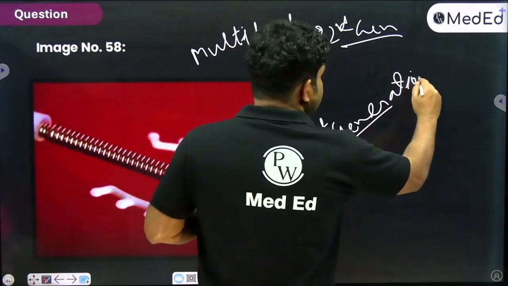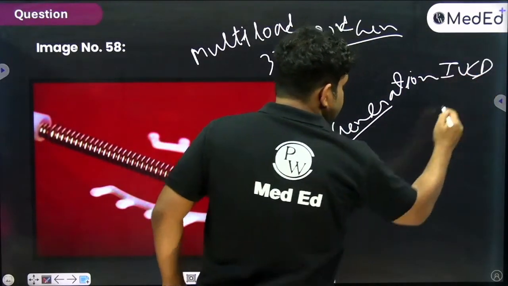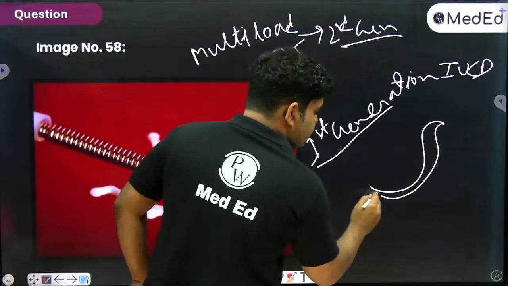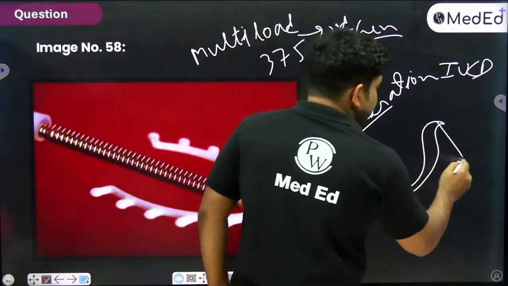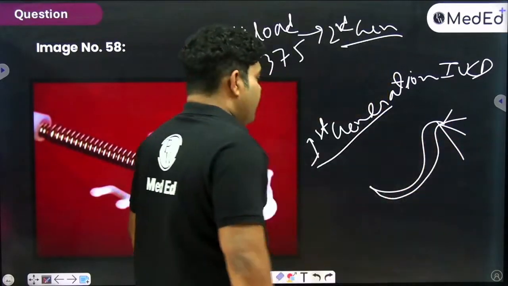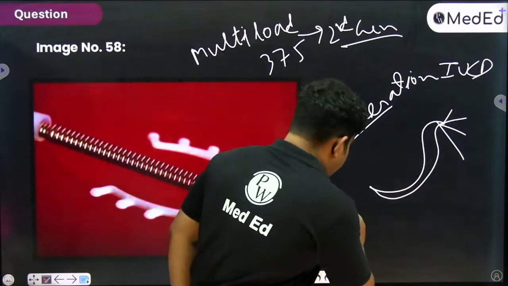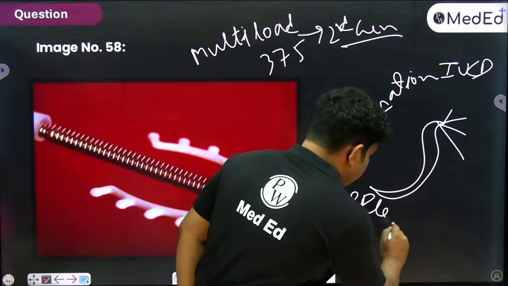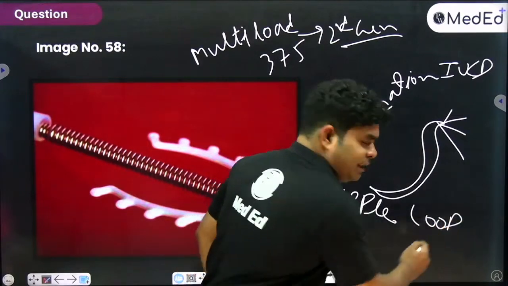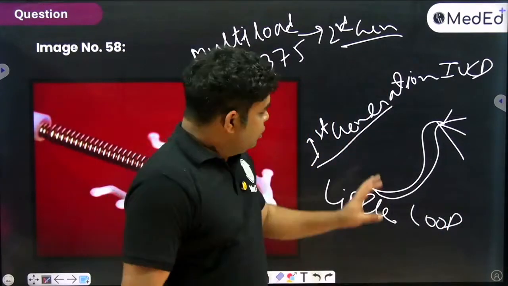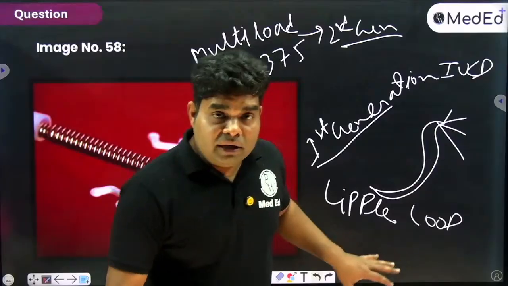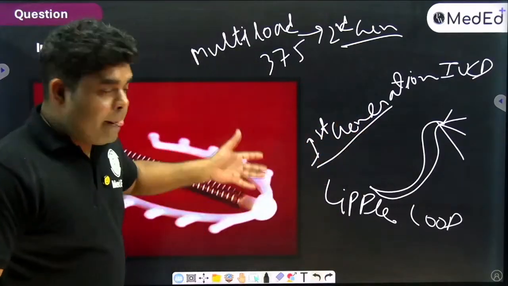First generation IUCD was this snake type, we call it Lippes loop. And you know what was the main problem with Lippes loop? It used to come out of the loop. It has very high expulsion rate because you can see there is no fixed point of attachment. So Lippes loop is old, we don't use.